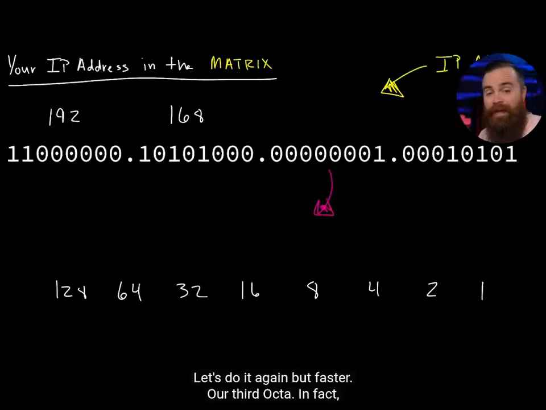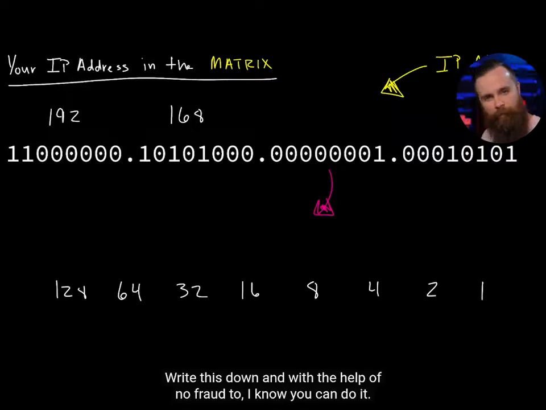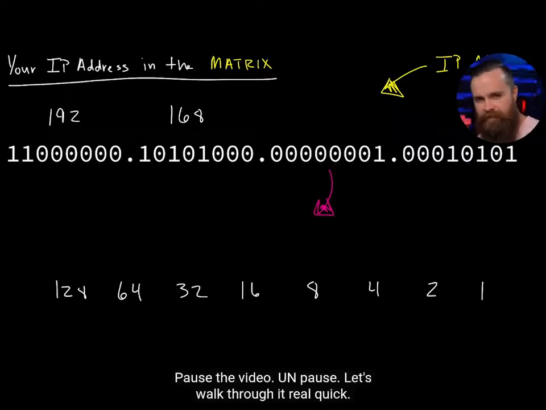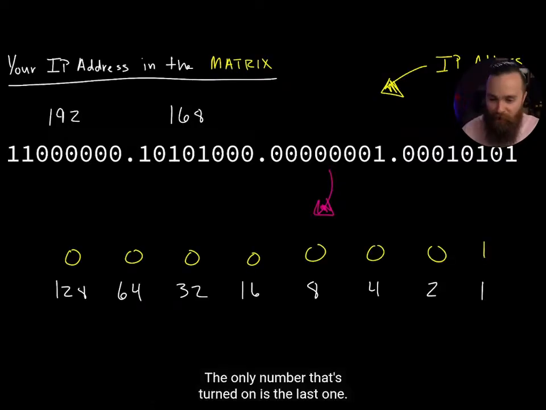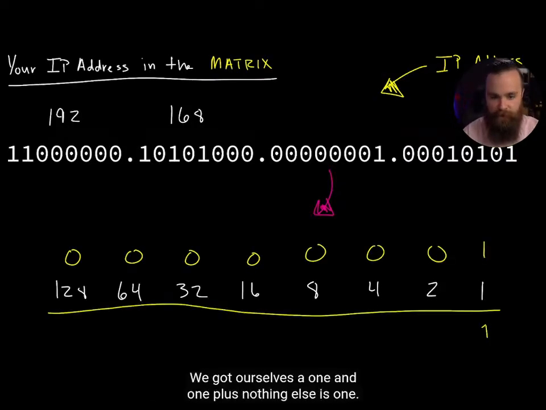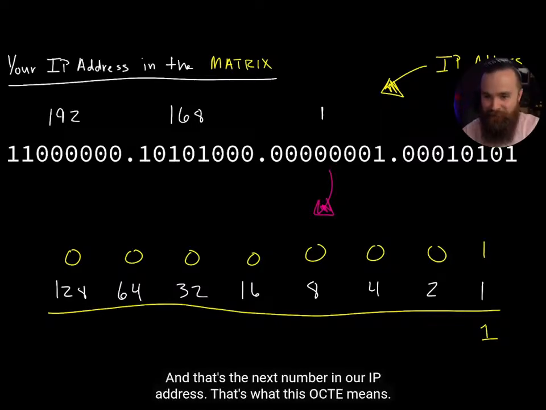Our third octet. In fact, I want you to do this by yourself. So pause the video and see if you can do this. Write this down, and with the help of Nosferatu, I know you can do it. Pause the video. Unpause. Let's walk through it real quick. Let's bring down our binary. 0, 0, 0, 0, 0. The only number that's turned on is the last one. We got ourselves a 1, and 1 plus nothing else is 1. And that's the next number in our IP address. That's what this octet means.